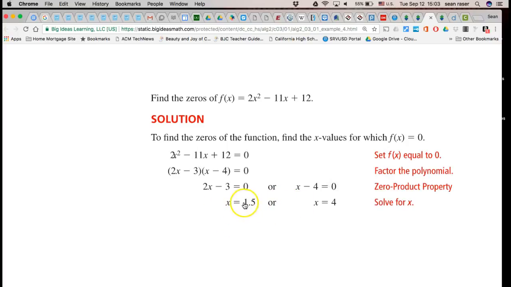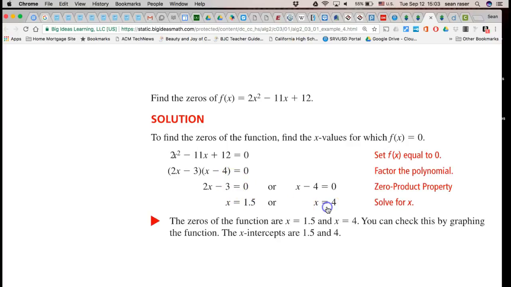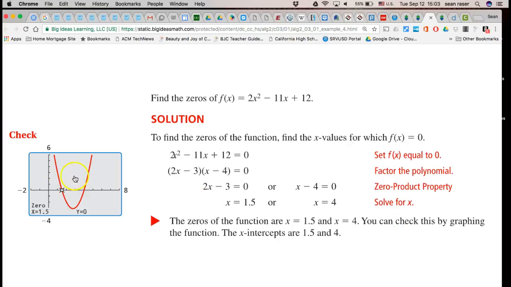So we get x equals 1.5, or 3 over 2, and x equals 4. And that's our solution. Those are the zeros. They're also the same things as the x-intercepts. So you can check this by graphing. With any of these functions, you could plug them into a graph and make sure that you get the expected answers. Because remember, the zeros and x-intercepts are the same thing.